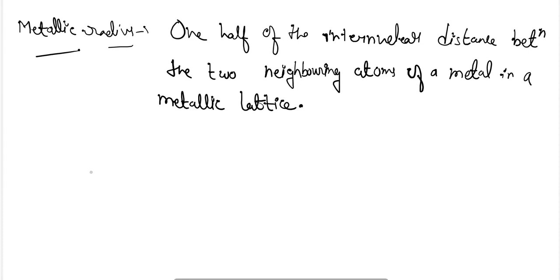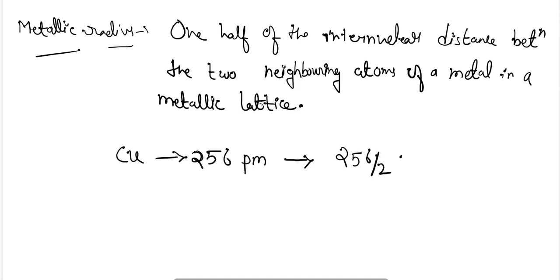For example, the distance between two adjacent copper atoms in a metallic lattice is 256 pm. So here the radius will become 256 divided by 2, that is 128 picometer. This will be the metallic radius for copper.